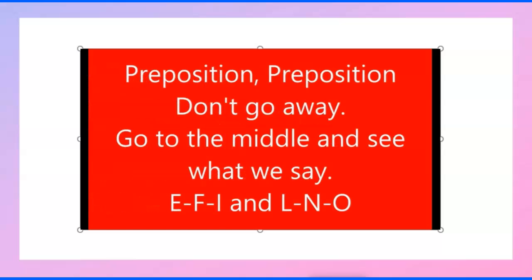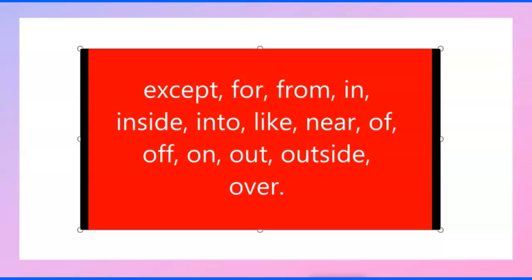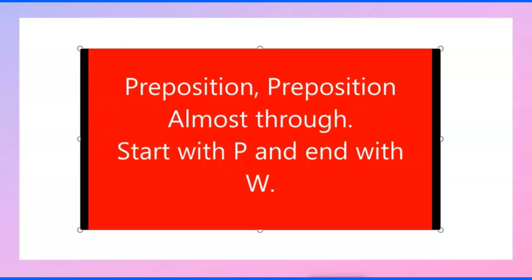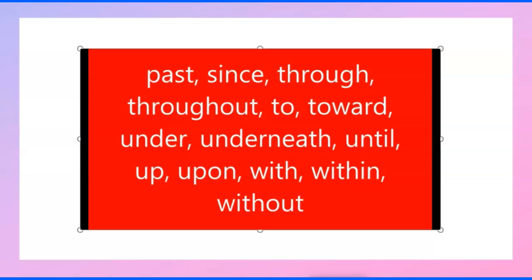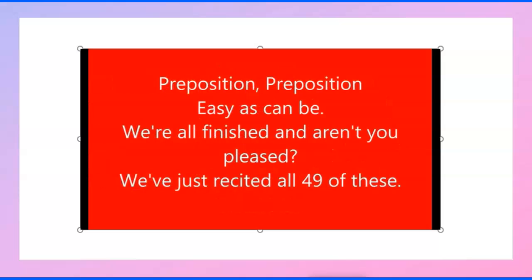Preposition don't go away. Go to the middle and see what we say. E, F, I, N, L, N, O: except for, from, in, inside, into, like, near, of, off, on, out, outside, over. Preposition almost through, start with P and end with W. Past tense through, throughout, to, toward, under, underneath, until, up, upon, with, within, without. Preposition easy as can be. We're all finished and aren't you pleased?